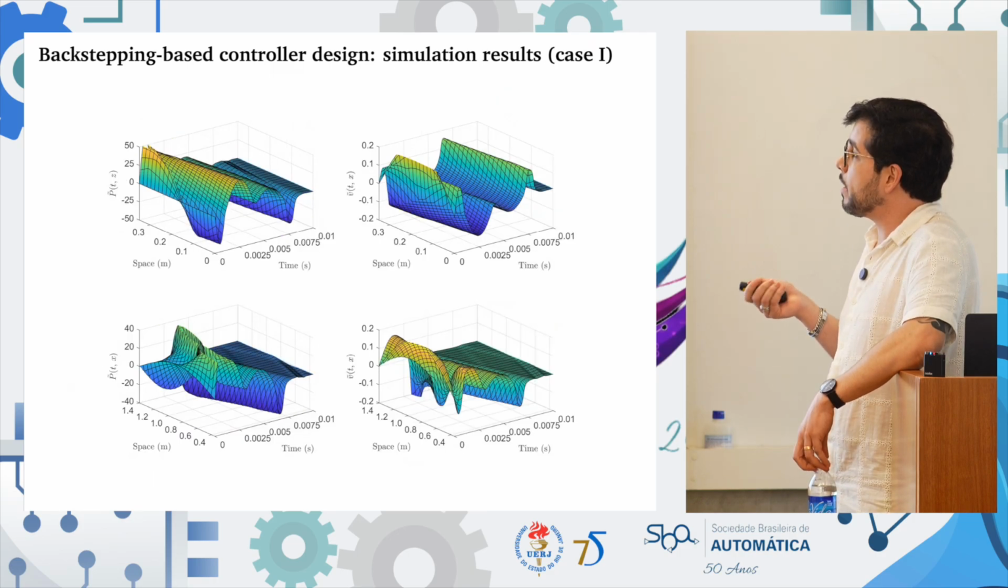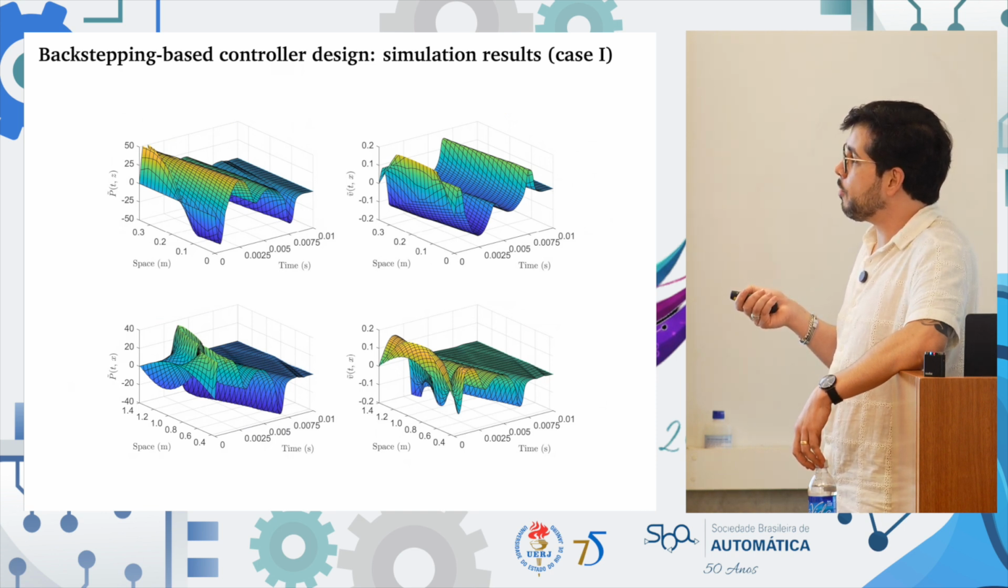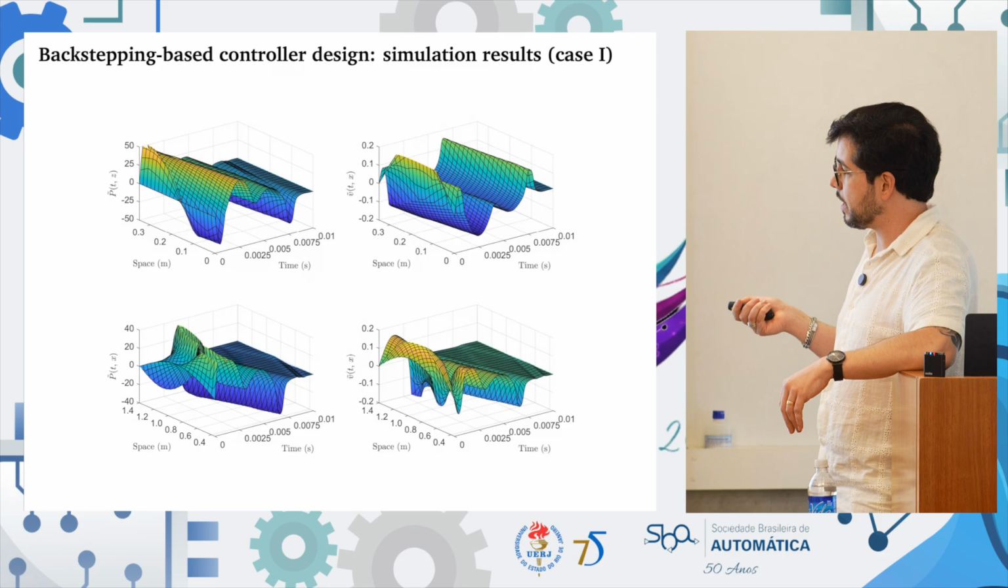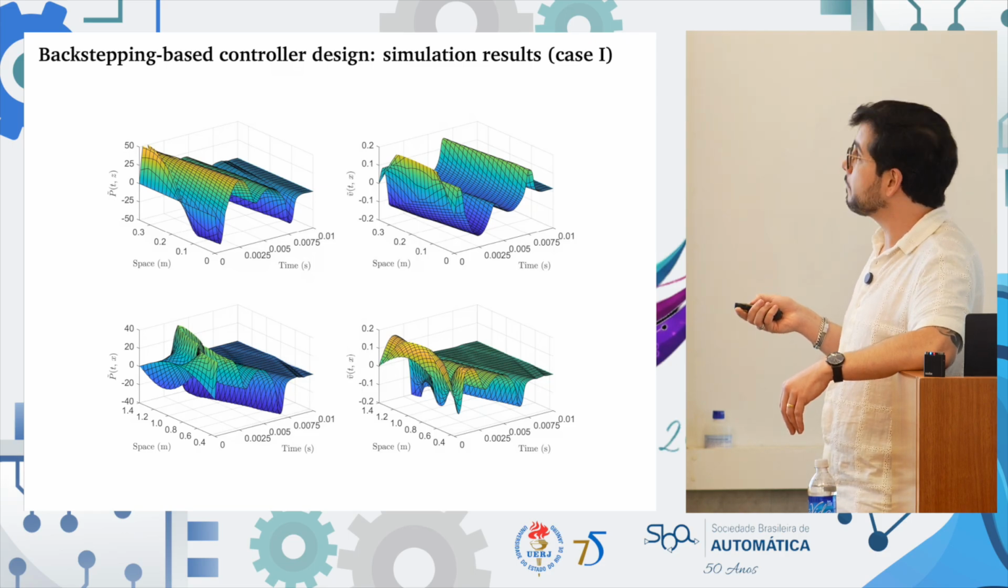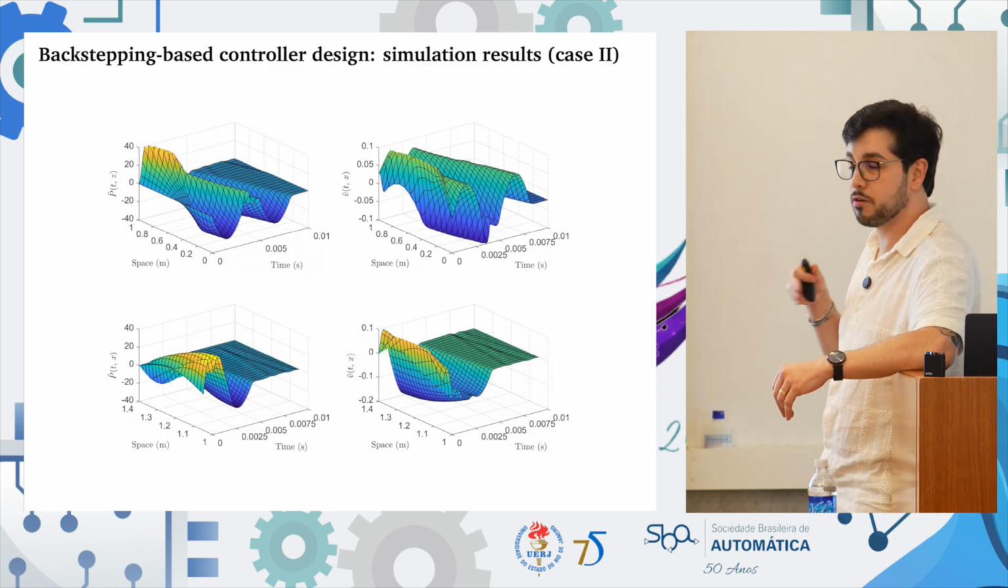Okay, and when I implement the feedback law in the system, this is the evolution of the states. So we have the pressure here in the lower half of the tube along time. So the pressure is going to 0. The velocity in the lower half of the tube is going to 0. And also the pressure in the upper half of the tube is going to 0. And the same for the velocity, okay? And also for the second case, we also get the exponential stability. Okay? All the states are going to 0 exponentially.